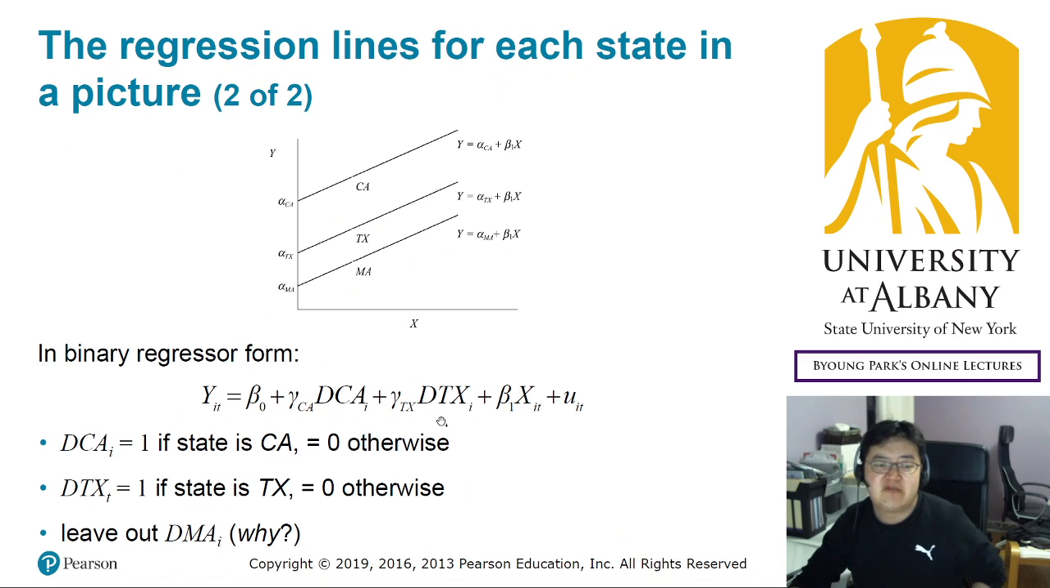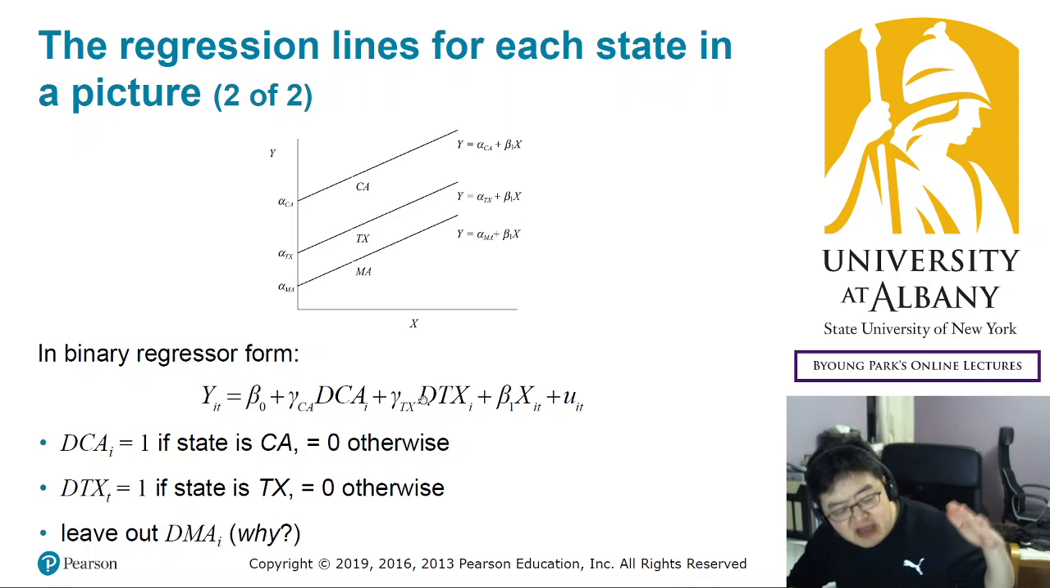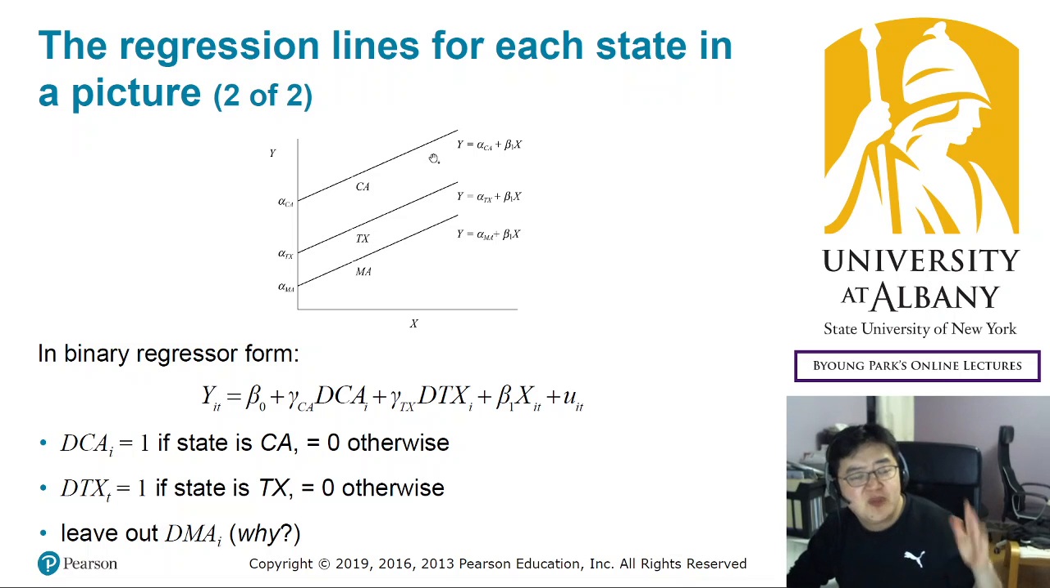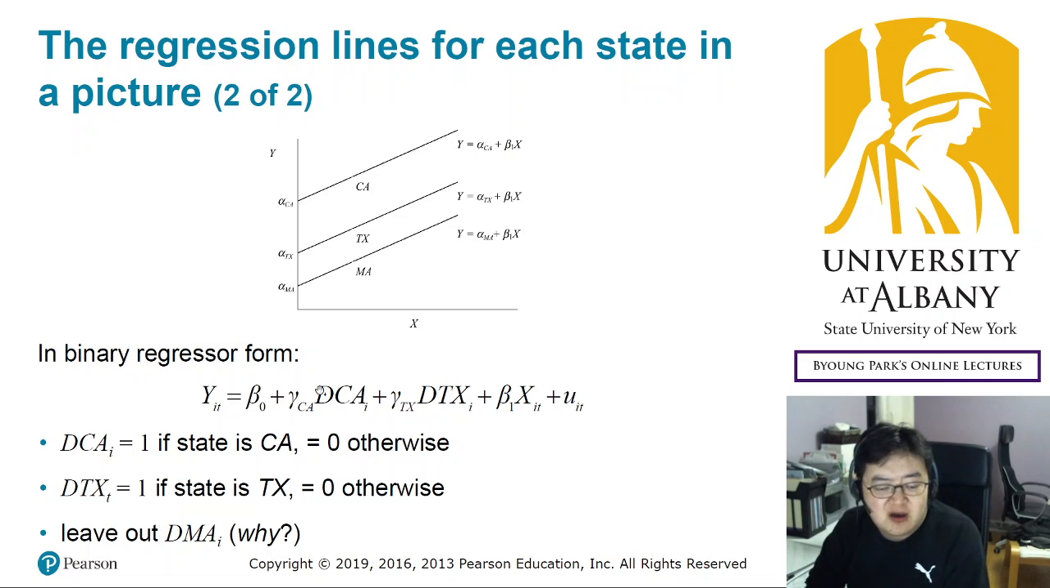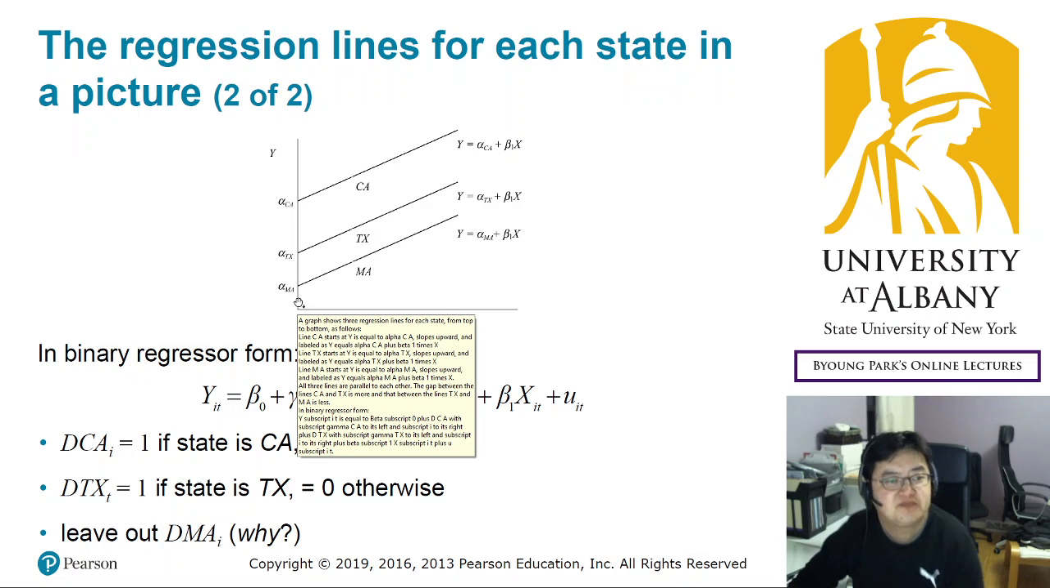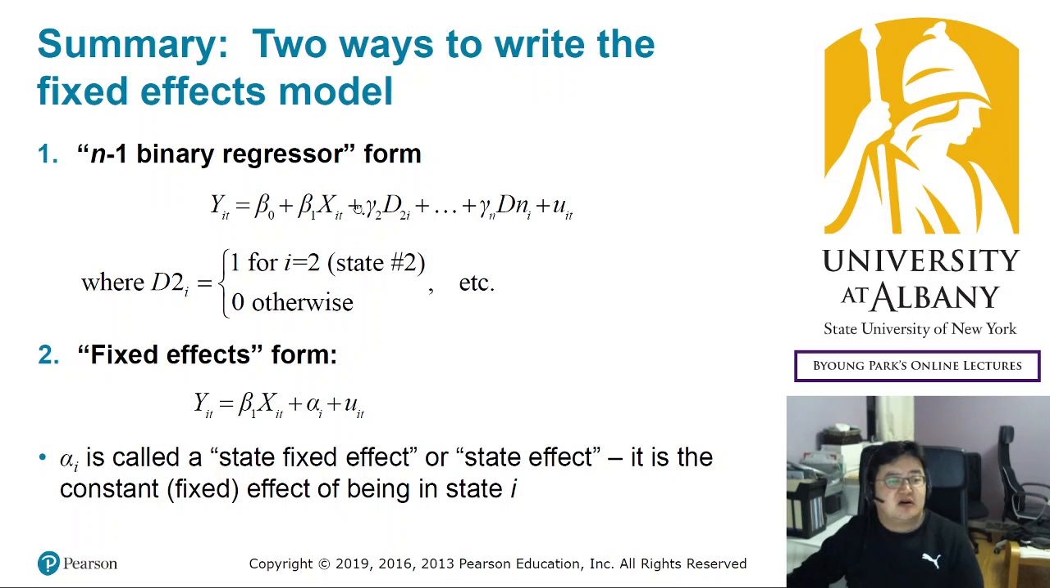So it's just a matter of how you define the variables, how you write the equations. The idea is they have the same slope, parallel lines, but the intercepts are different. And the difference in the intercept is coming from the omitted variables. You don't observe them, but they are time constant. So because of them, you have differences in the intercepts. So far, we learned two different approaches. Basically, they are the same models, but you may consider them in two different ways.